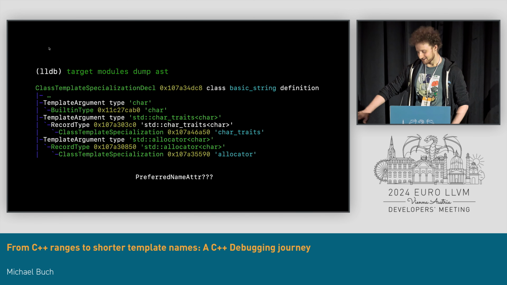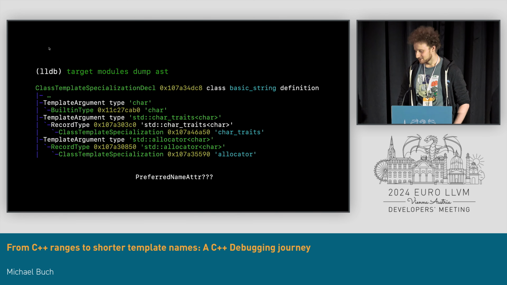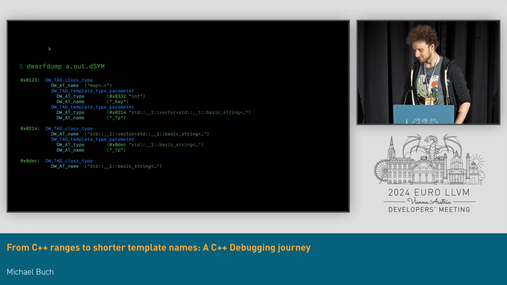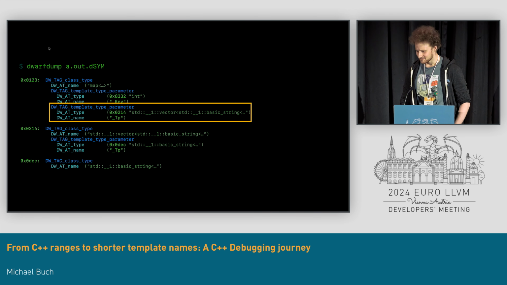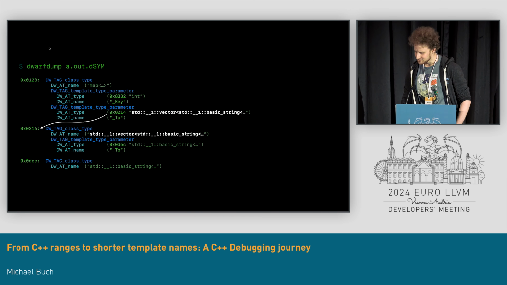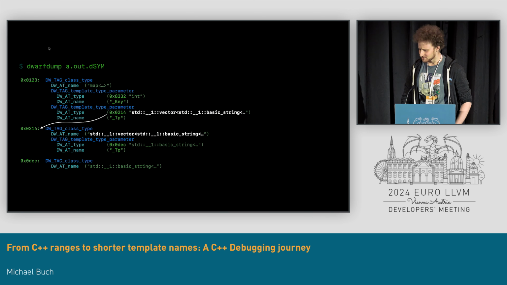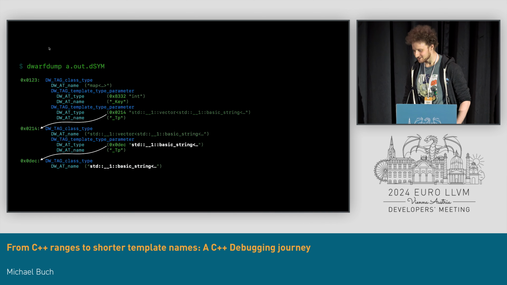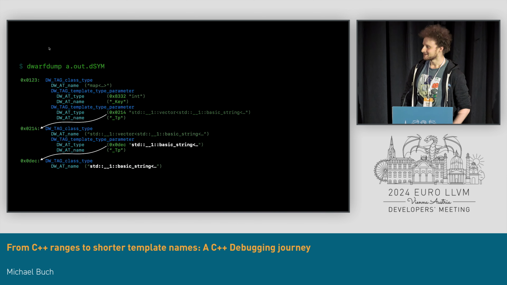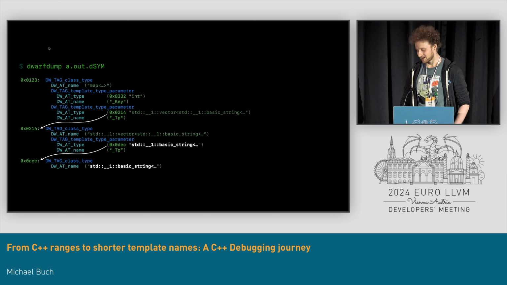Because LLDB creates the AST from DWARF, let's look at what that looks like. There's a DWARF output, and here's the std::vector value parameter that we pass to the map. You'll see that the debug info entry for that points to the std::vector instantiation, and that template parameter just points to the basic_string instantiation. So there's no link between the basic_string and the std::string, so LLDB can also not do anything about that.